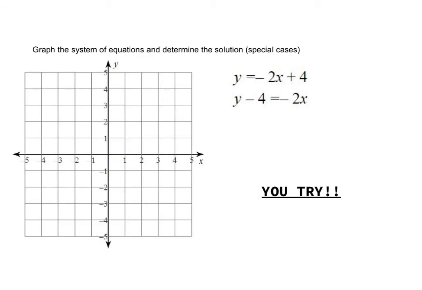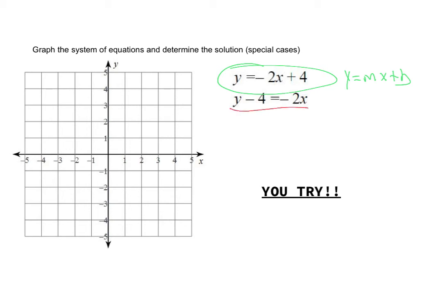So now I'm going to start you off and then you're going to try. Whenever you have a system, you have one equation that could be in slope-intercept form, which is really easy to graph, like the one circled in green.